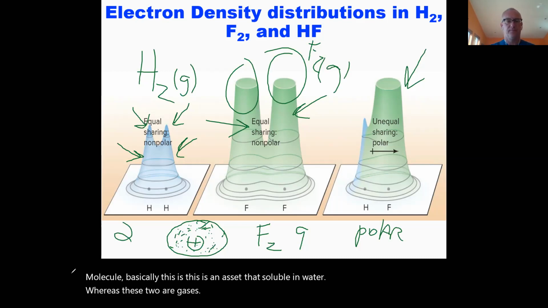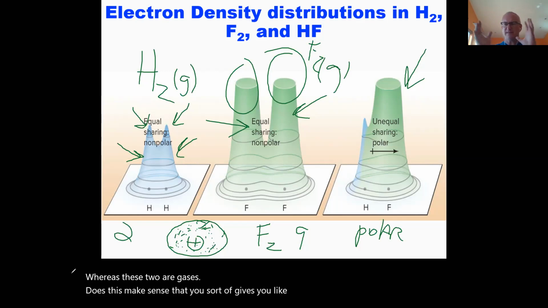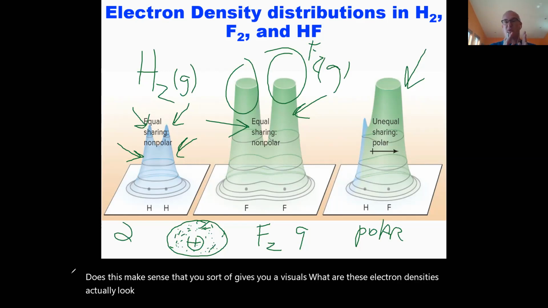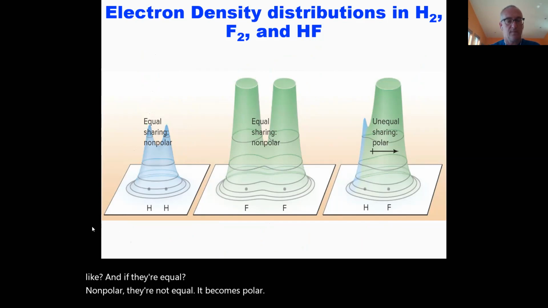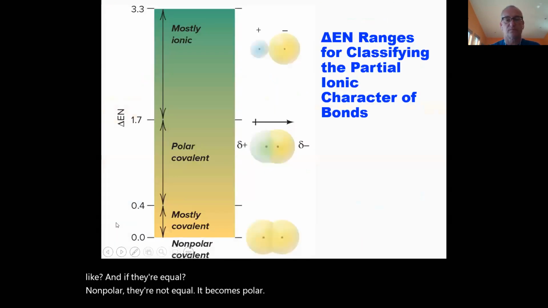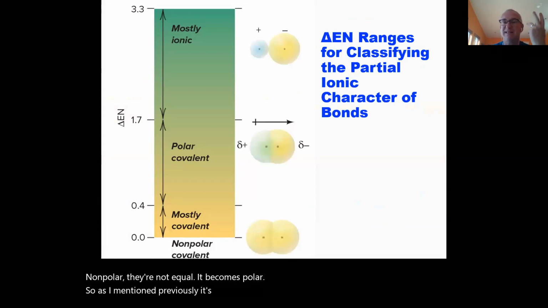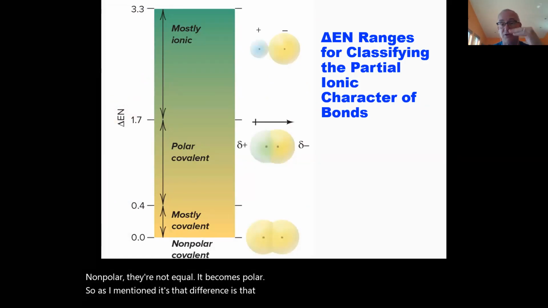Okay, so does this make sense? It gives you like a visual. What do these electron densities actually look like? And if they're equal, nonpolar. If they're not equal, it becomes polar. So as I mentioned previously, it's that difference in electronegativity that tells you what kind of bond you're dealing with.